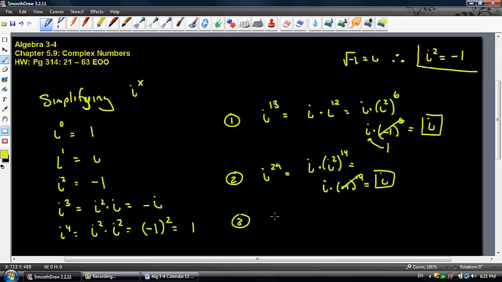Let's do an even power, i to the 12th. Well, i to the 12th, I don't need to pop an i out of there. All I know is that i squared, I can reduce that. i squared times i to the 6th, which is negative 1 to the 6th power, which is 1.